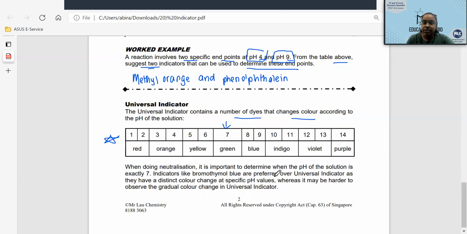When doing neutralization, it is important to determine when the pH of the solution is exactly 7. Indicators like bromothymol blue are preferred over universal indicator. Why? Because they have a distinct color change at specific pH values, whereas it may be harder to observe the gradual color change in the universal indicator.